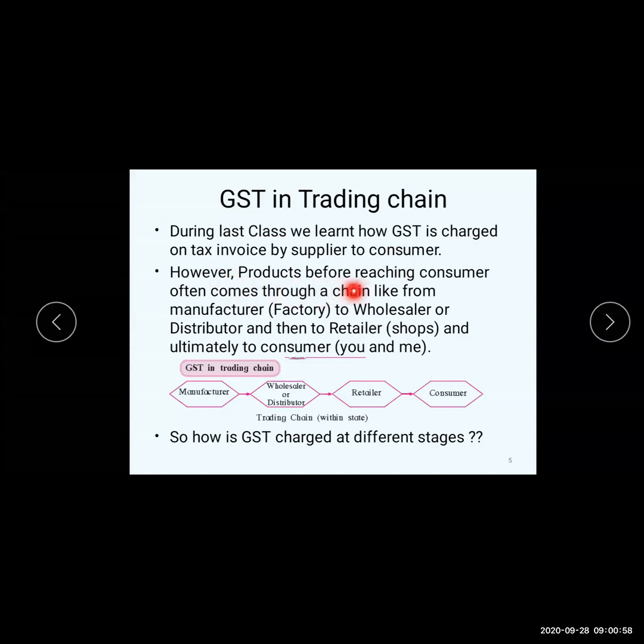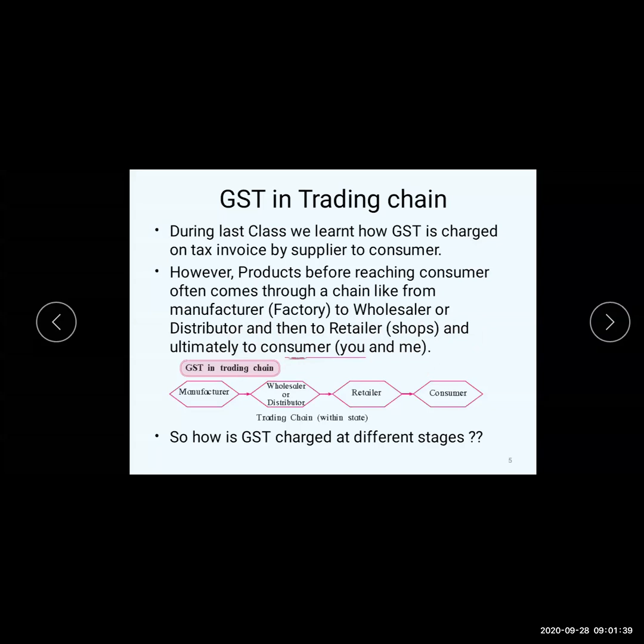Now, however, the products before reaching the consumer often come through a chain, like from manufacturer, that is factory, to wholesaler or distributor, and then to retailer, that is shops, and ultimately to consumer, that is you and me. So now see, first the product comes from the manufacturer, means factory. From factory it goes to the wholesaler, or you may also call it distributor, and then it goes to the retailer, that is the shops where you go to buy things, and from the shops ultimately it comes to the consumer, that means you and me.